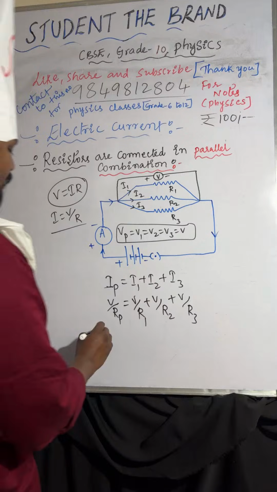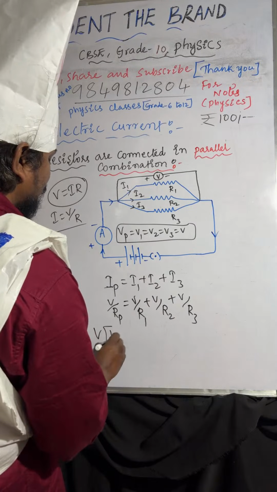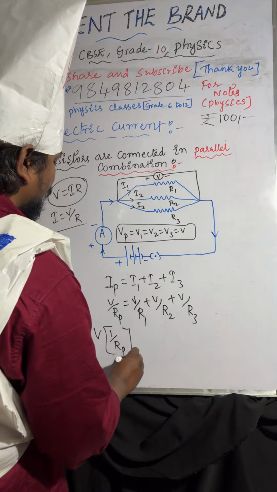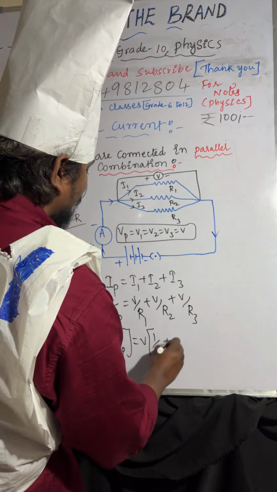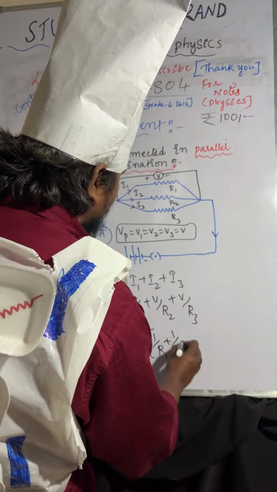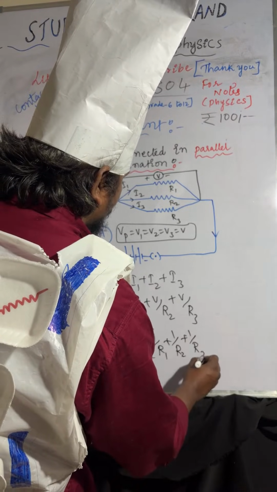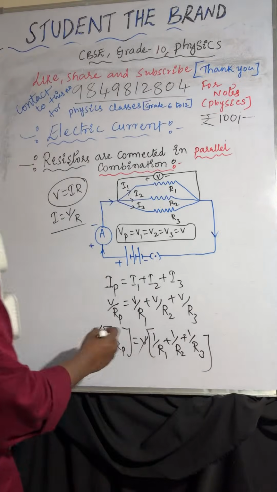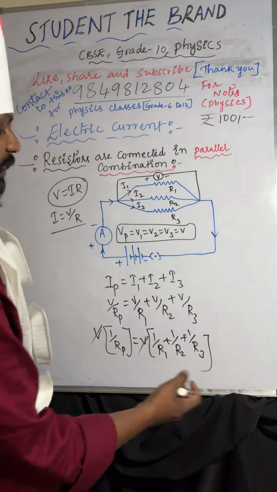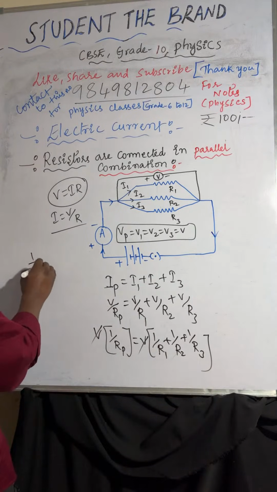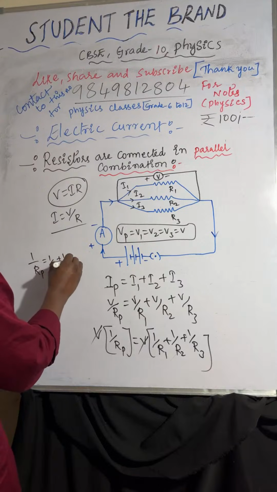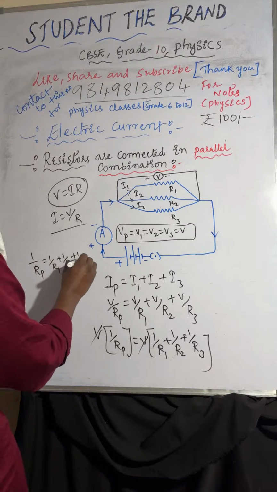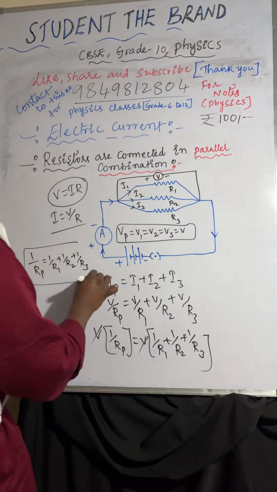If you take V common, then you will get 1 by Rp equal to V, I am taking common, 1 by R1 plus 1 by R2 plus 1 by R3. So V and V get cancelled. The remaining values are 1 by Rp equal to 1 by R1 plus 1 by R2 plus 1 by R3. So this is the answer.